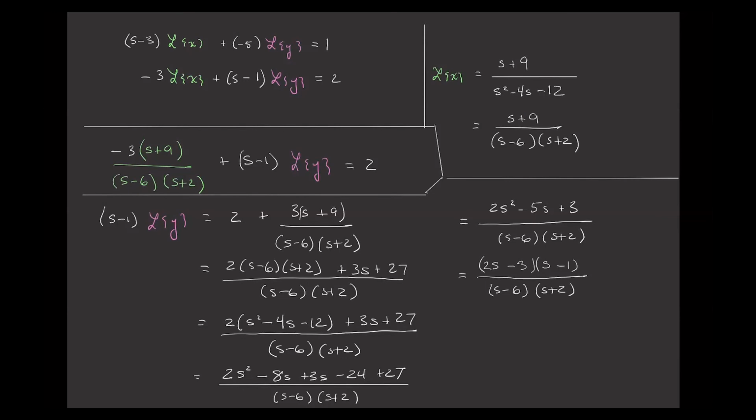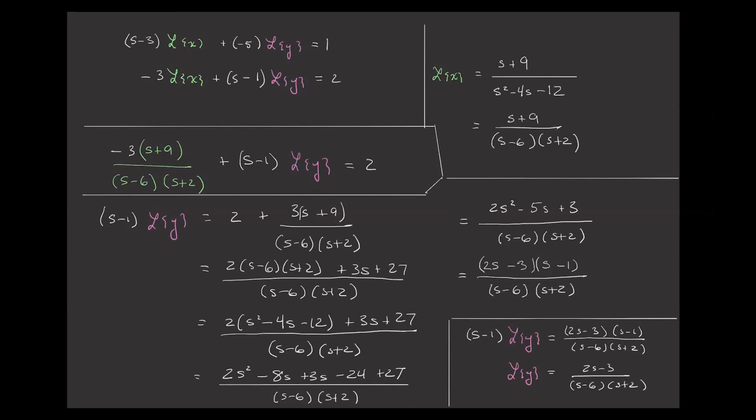Alrighty. All of this gave us in the end, and I apologize, I'm trying to keep it all here so you can see what we've been doing, and yet also parse it so we can keep track of what's going on. But we get (s minus 1) Laplace of y equal to (2s minus 3)(s minus 1) divided by (s minus 6)(s plus 2). Divide by s minus 1, you get Laplace of y. And that's going to amount to (2s minus 3) over (s minus 6)(s plus 2). And now we're at the same point we were before, where what we're going to do here is partial fraction decomposition. So partial fraction decomposition, and then we're going to apply inverse Laplace.